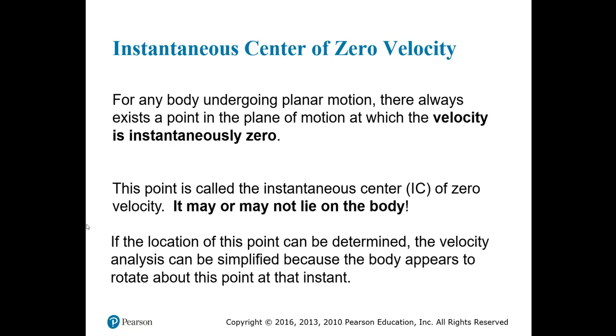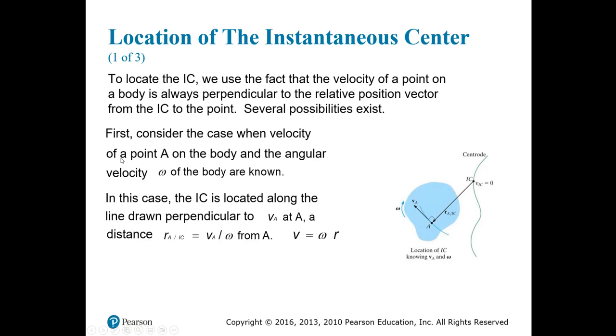For anybody undergoing planar motion, there always exists a point in the plane of motion at which the velocity is instantaneously zero. This point is called the instantaneous center of zero velocity. It may or may not lie on the body. If the location of this point can be determined, or that you can easily calculate, then the velocity analysis can be simplified because the body appears to rotate about this point at any instant. And when that happens, you're just simplifying your relative velocity equation into something a lot simpler.